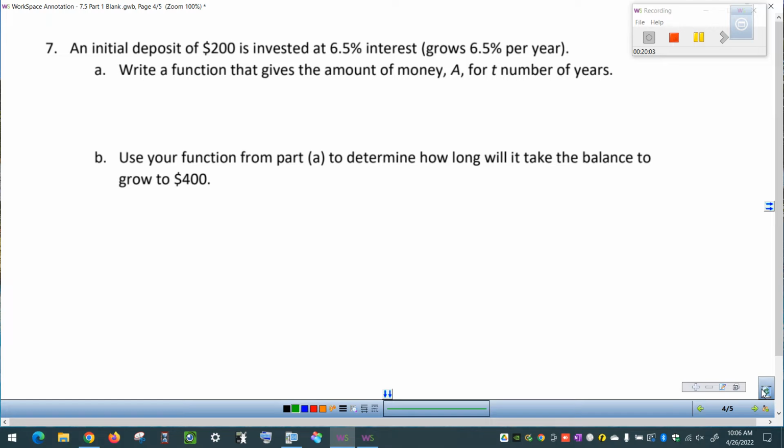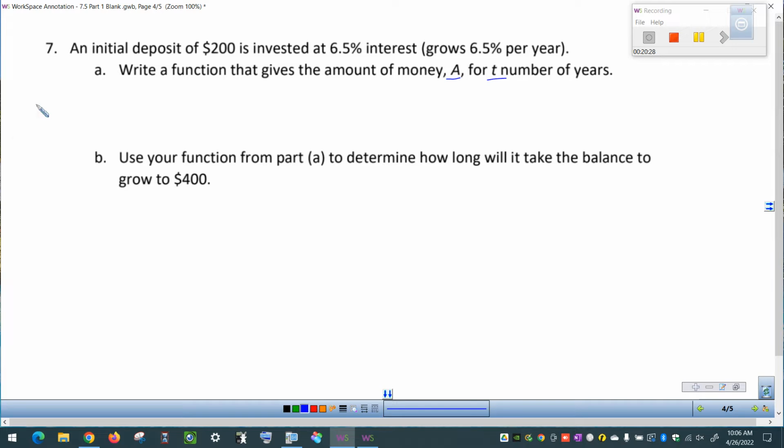All right, so we're going to look at one last problem here. In number 7, we are going to think about making an investment of $200. So initial deposit of $200 is invested, and it's growing at 6.5% every year. We're going to start by writing a function that gives the amount of money, A, for T number of years.